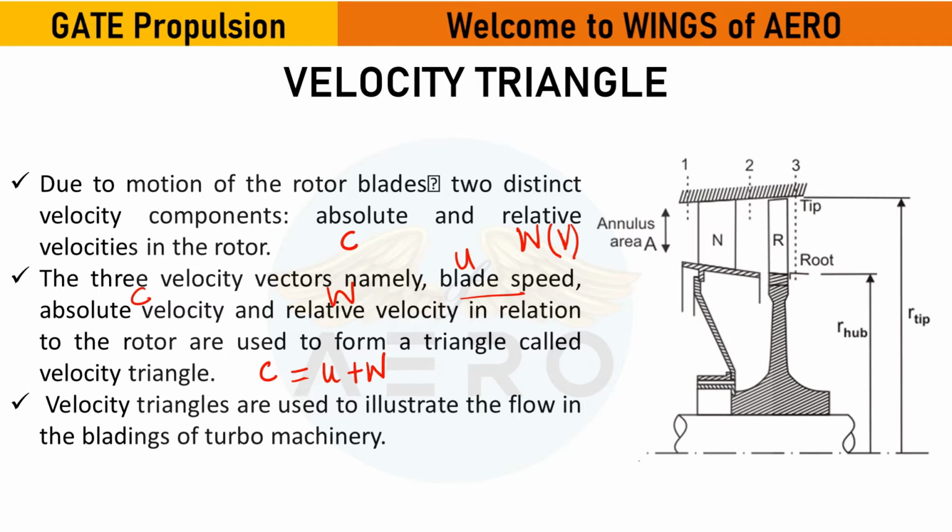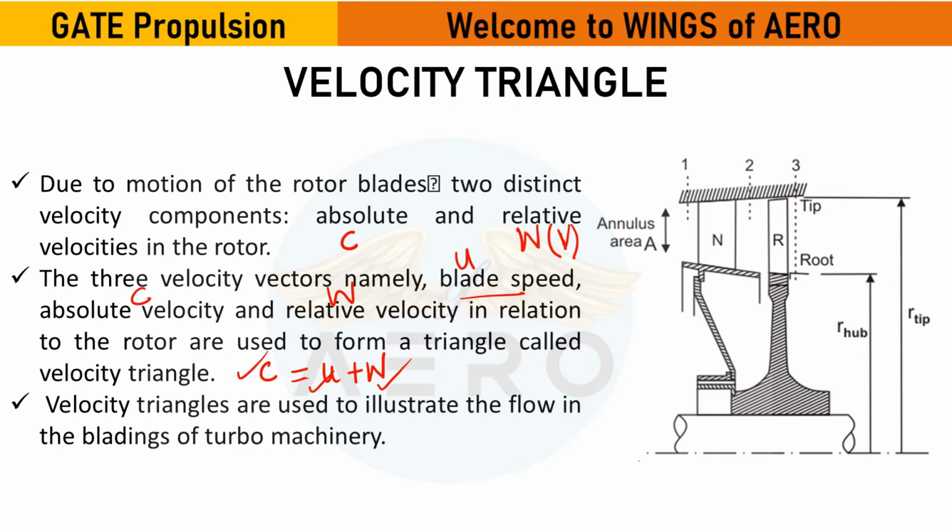It is defined as C equals U plus W. This is a well-known velocity vector equation, where C is the absolute velocity, U is the blade speed, which is also known as the peripheral velocity, and W is known as the relative velocity.